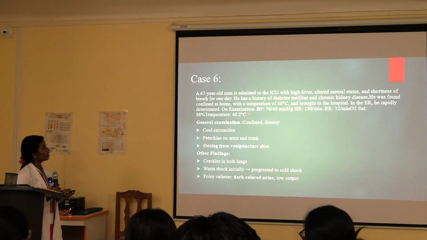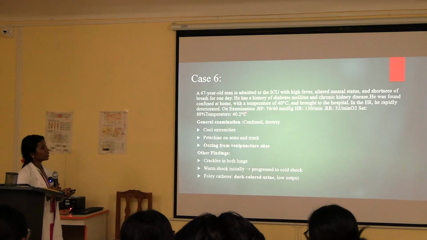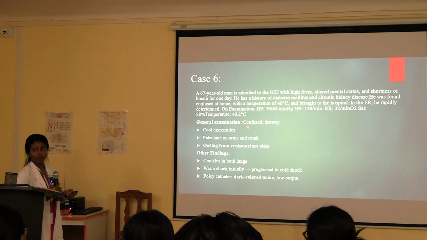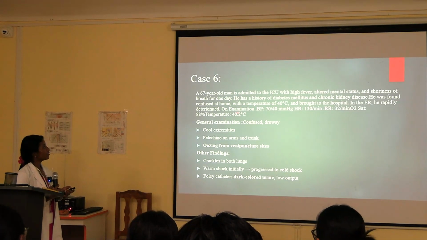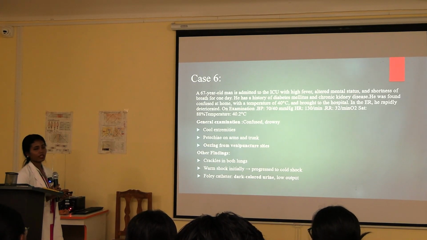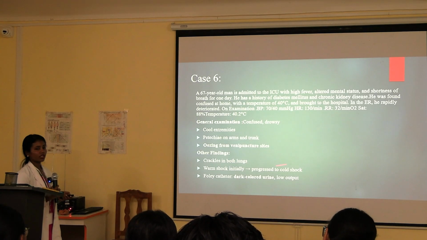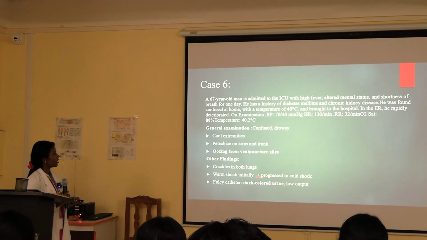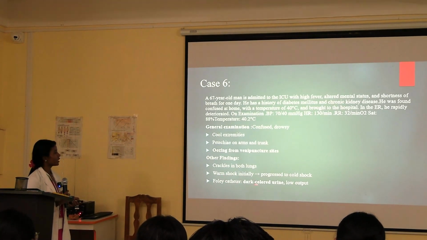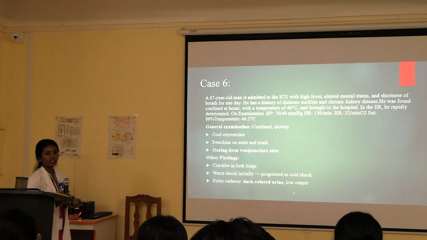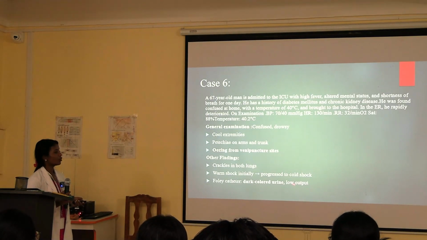After seeing the history, the patient has diabetes and a temperature of 40; fever is a case of infection, inflammation. So the patient has developed septicemia: high fever, altered mental status, shortness of breath, and other findings. On clinical examination there are crackles in both lungs, there is cold shock, and in the Foley's catheter there is dark colored urine, that is, hematuria, and urine output is decreased. So this is also a case of DIC.